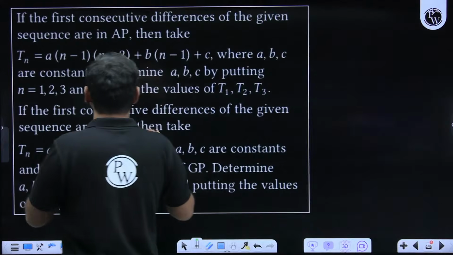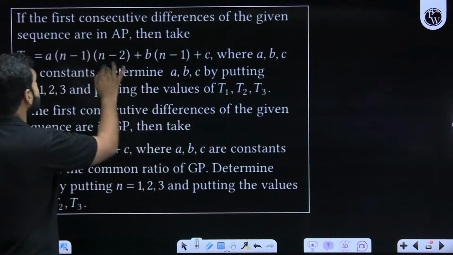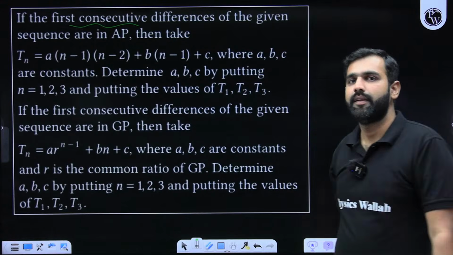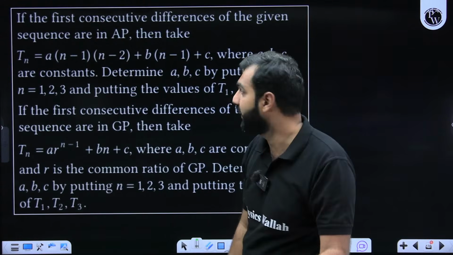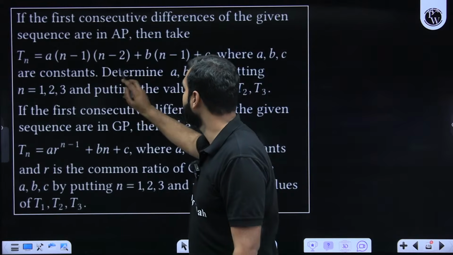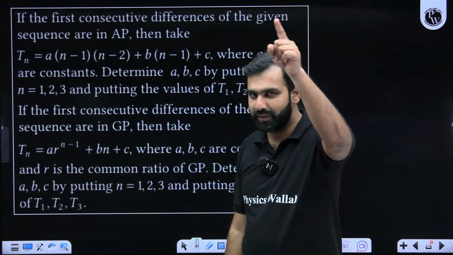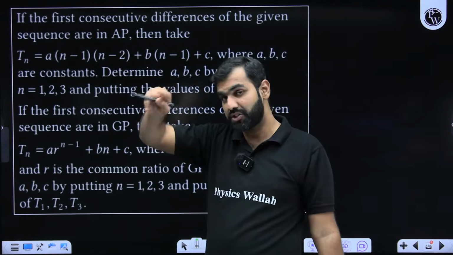Here, if the terms are given, and in that sequence the difference between those terms is forming an AP, then remember this: the nth term of that sequence can be generally written as a(n-1)(n-2) + b(n-1) + c. Now what are a, b, c? You have the first term, second term, and third term. Replace n by 1, you'll get the first term. Compare them, you'll get an equation in a, b, c.